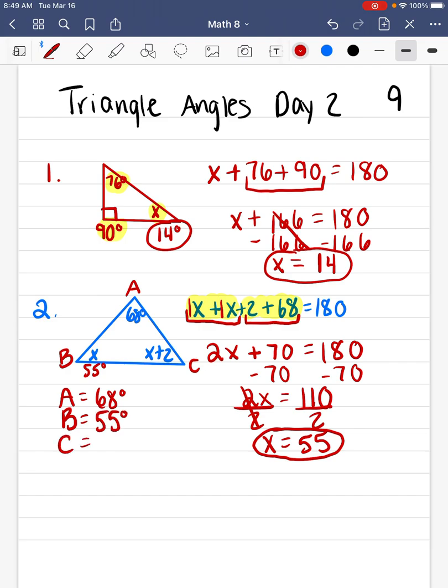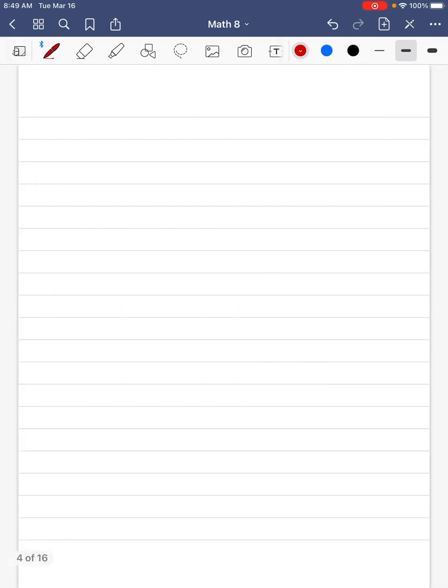Angle C we have to do a little bit more work for because angle C is x plus 2. So we really have to do 55 plus 2, which is 57 degrees. So now we have solved for x, and we have solved for all 3 of our angles, both of our missing angles. So we're going to do 2 more examples. Example number 3.